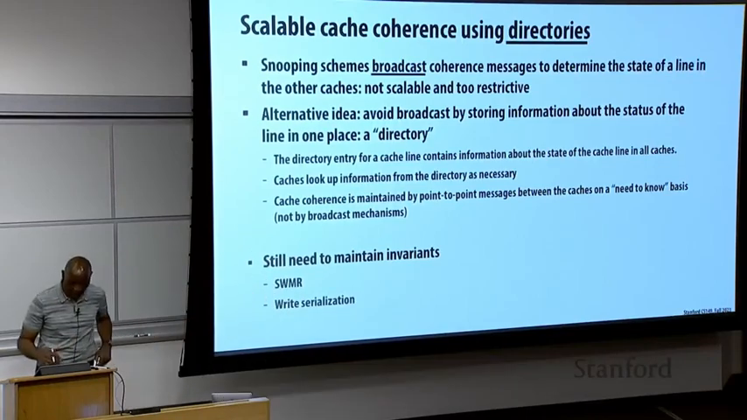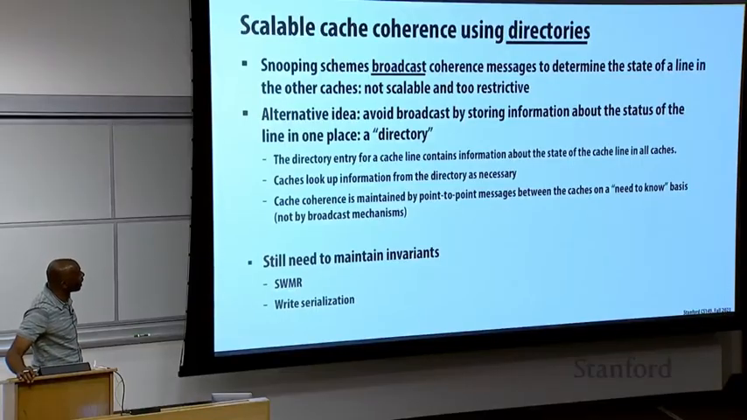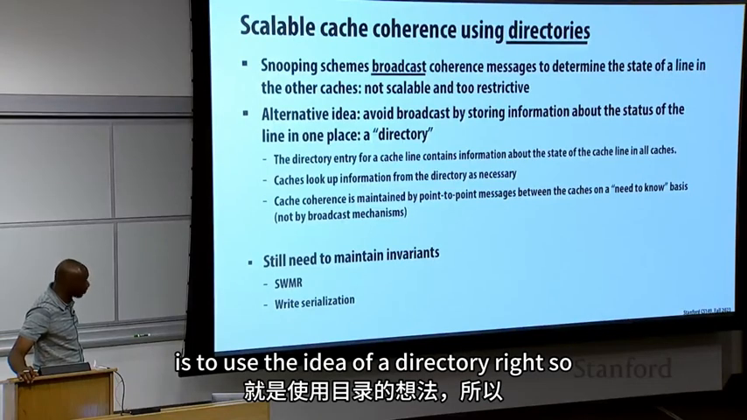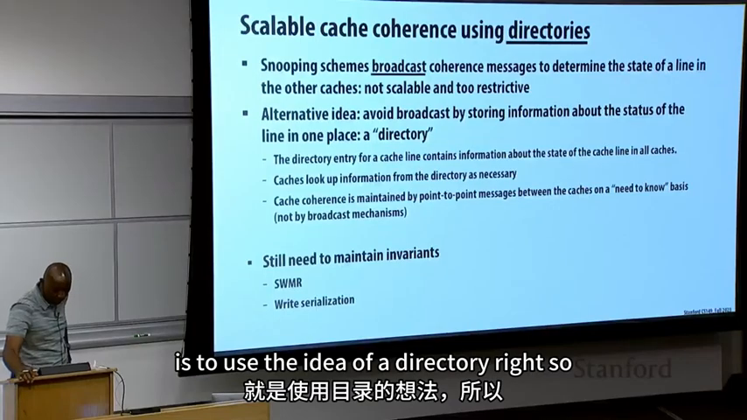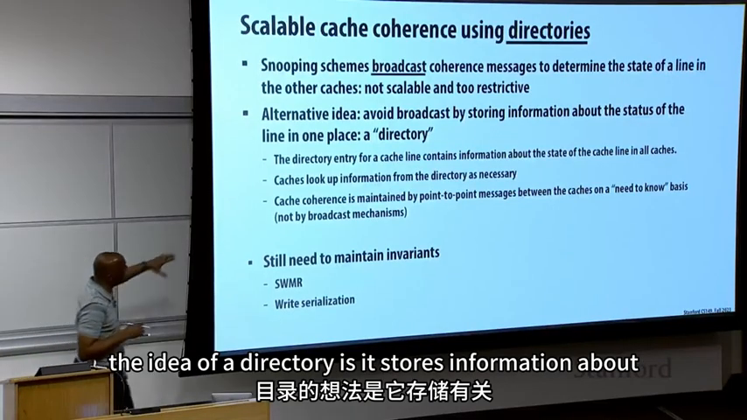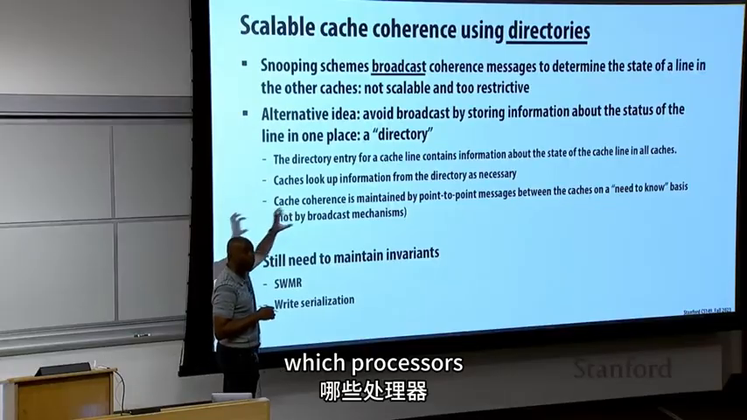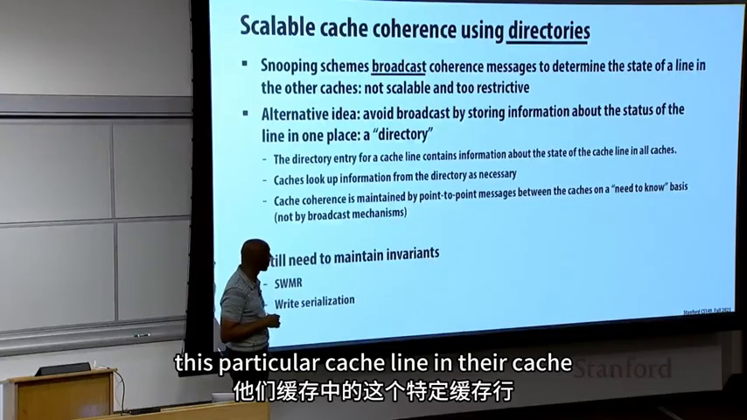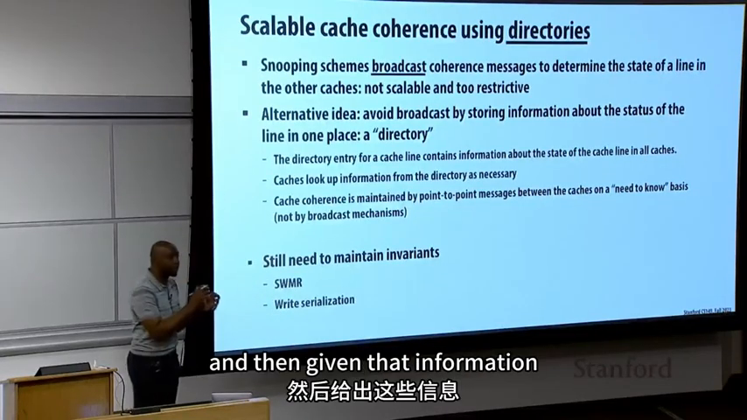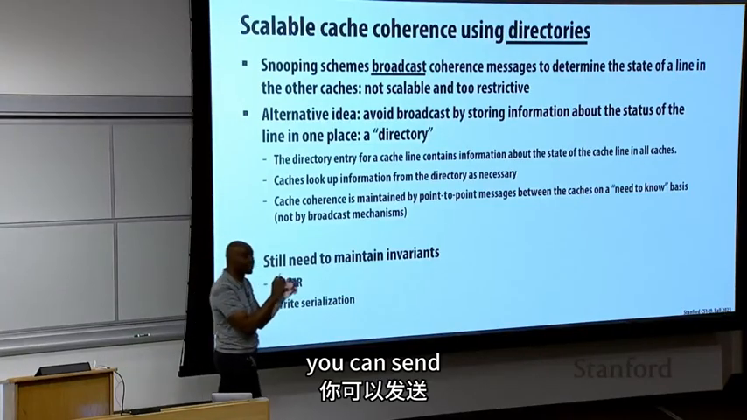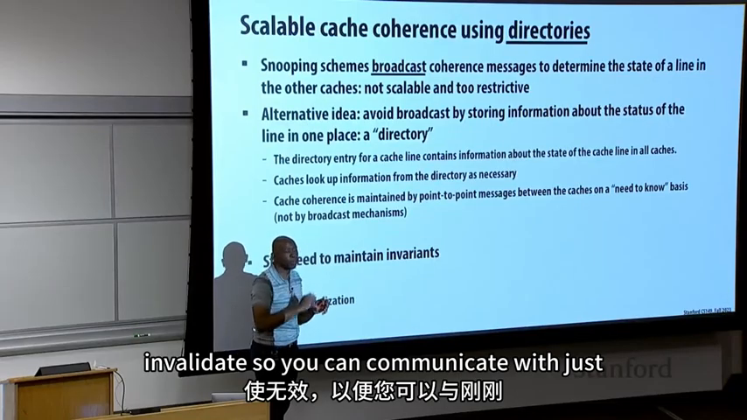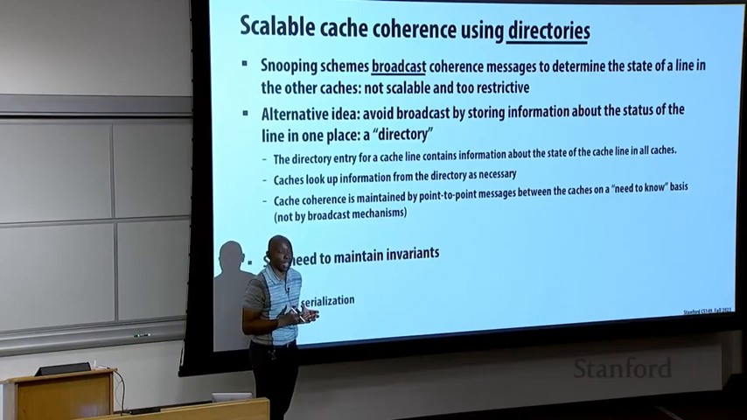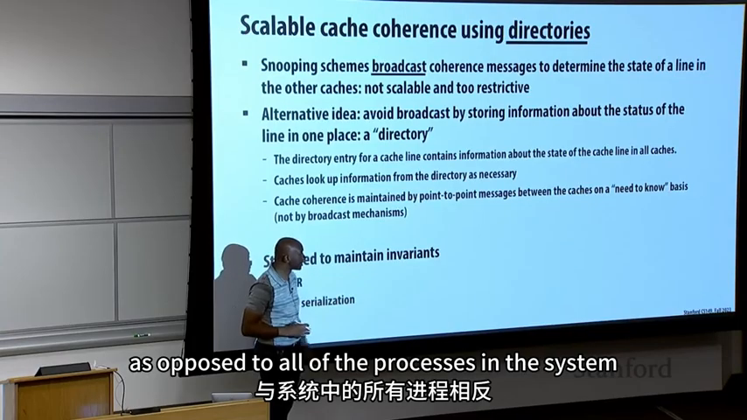And so one way to potentially make a system that's more scalable is to use the idea of a directory. The idea of a directory is it stores information about which processors actually have this particular cache line in their cache, right? And then, given that information, you can send invalidates or you can communicate with just a set of processors that need to know, as opposed to all of the processors in the system.